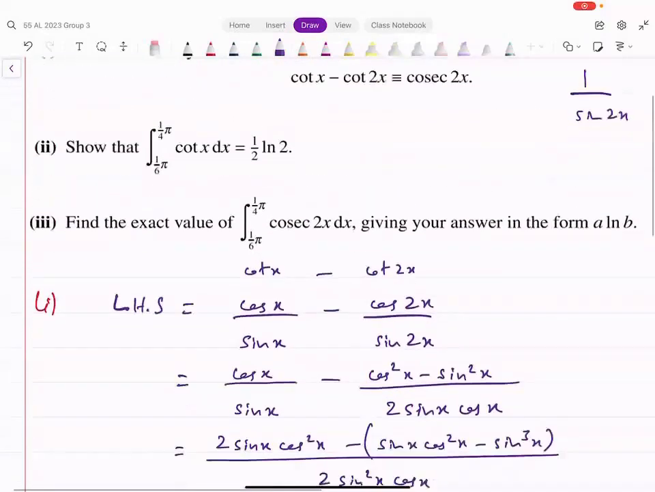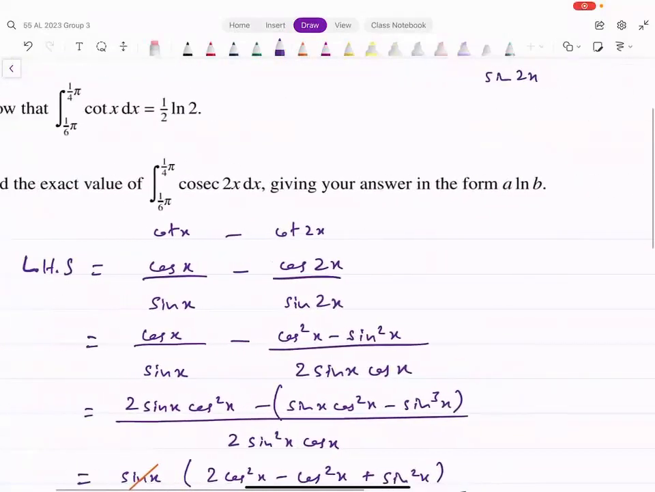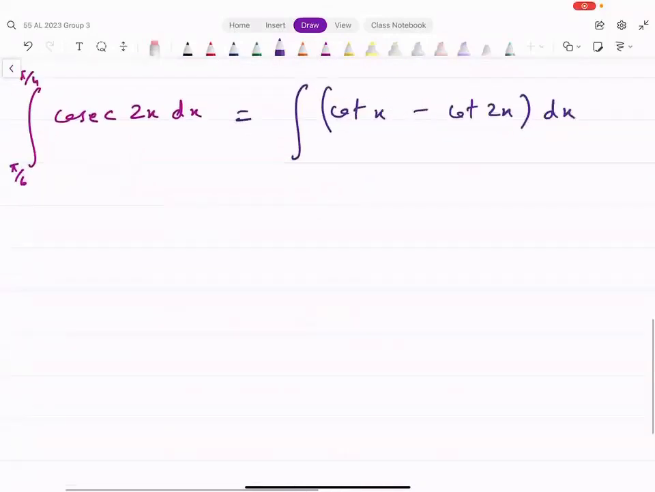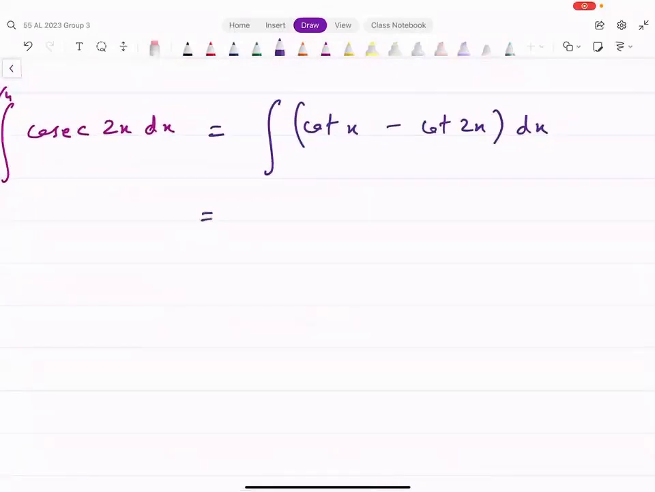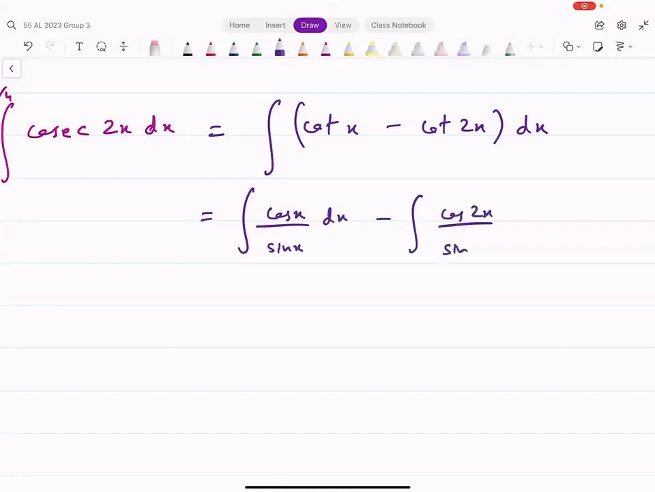अब ये सेकेंड पार्ट में उसने आपसे एक्चुअली cot x भी इंटीग्रेट करा लिया, तो आपको यहाँ पे आइडिया होगा पहले ही cot x कैसे इंटीग्रेट करते हैं। क्या करेंगे, cot को हम cos over sin में कन्वर्ट कर सकते हैं। You can say this is cos x over sin x, and this is cos 2x over sin 2x, ठीक है। Does this make sense? इसमें क्या मसला है किसी को?